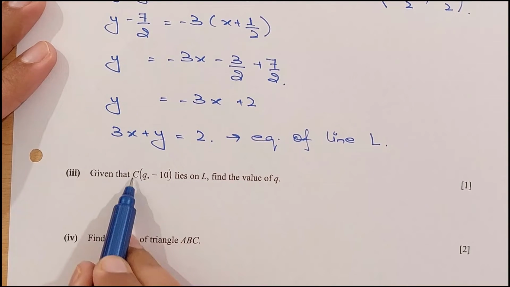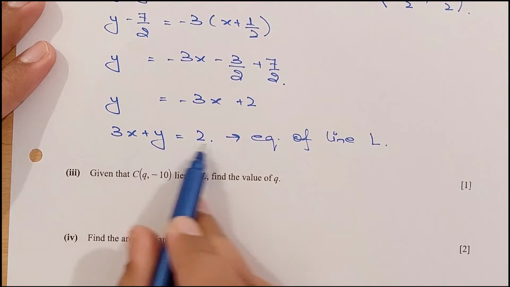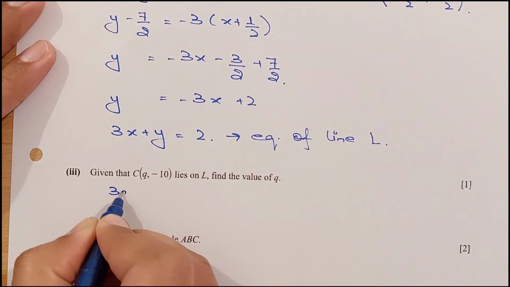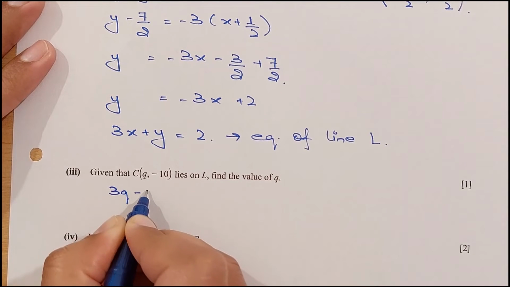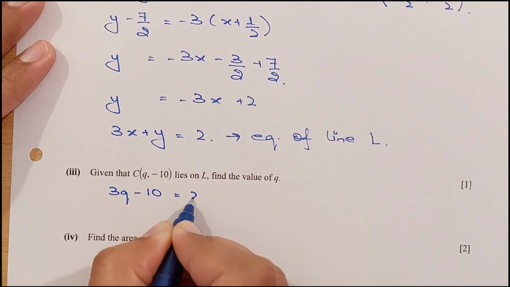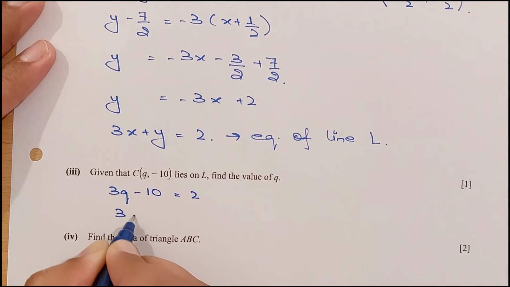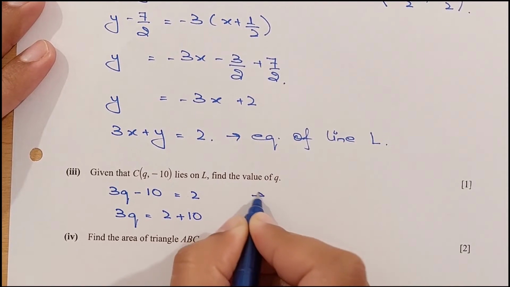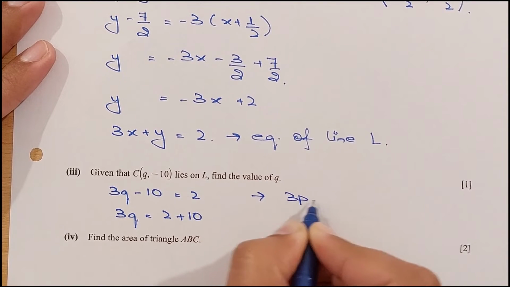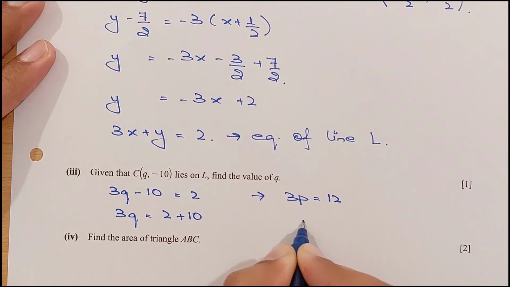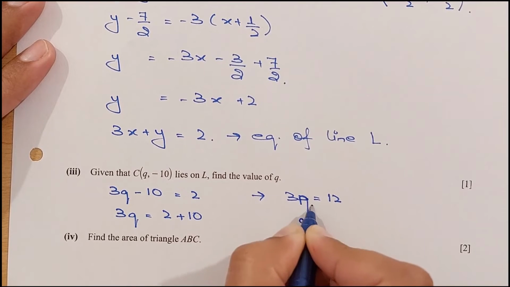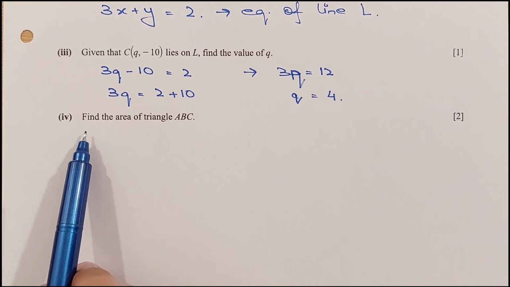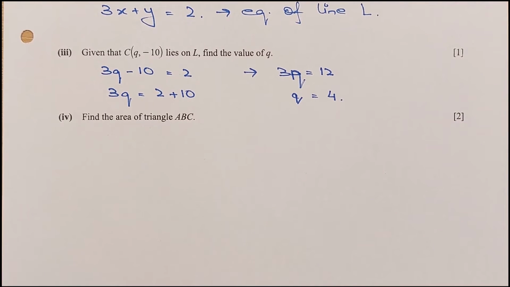So if C lies on L, it satisfies the line L, right? The x coordinate is Q, so 3Q plus the y coordinate, minus 10, equals 2. Solve for Q: 3Q equals 2 plus 10, which is 12. So 3Q is 12, and 3 times 4 is 12. Sorry, this is Q, not P. Q is 4, right? Now for part 4, find the area of the triangle ABC.